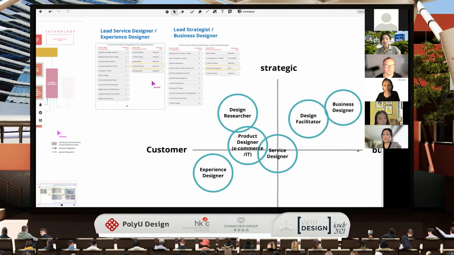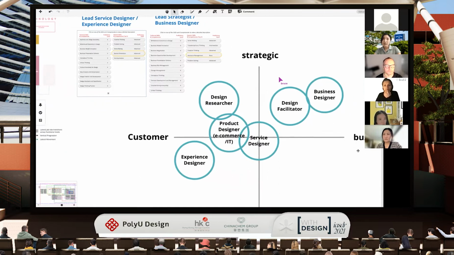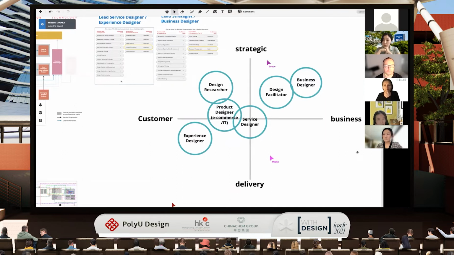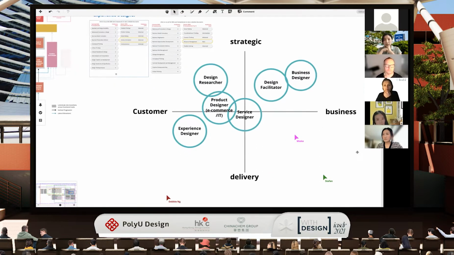So from all these observations, while there are overlapping job responsibilities among these different job titles, and while the same job responsibilities are also called different names in different companies, we could actually identify slightly different positioning across these roles. So this is, to my understanding, how we can map those different roles in the dimensions of strategic delivery, which indicates the design process, and also the customer orientation and the business orientation.